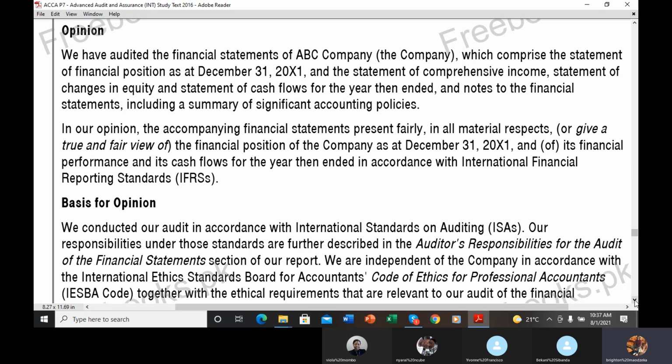The company, isn't it, the client, and the set of financial statements. Here they said we have audited the statement of financial position, statement of comprehensive income, statement of changes in equity, statement of cash flows for the year then ended, and significant accounting policies. Second paragraph, they say, in our opinion, the accompanying financial statements present fairly in all material respects, or give a true and fair view of the financial position of the company as at 31 December 2021, and of its financial performance and its cash flows for the year then ended in accordance with International Financial Reporting Standards.